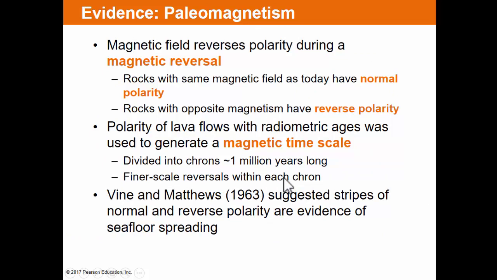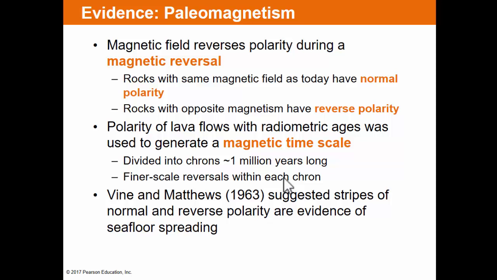The other piece of paleomagnetism is this notion of magnetic reversal, that the magnetic field of the Earth reverses polarity over these very large timescales. So rocks that form today have normal polarity. Their north is to the magnetic North Pole. But there are rocks that show opposite magnetism or have actual reverse polarity.